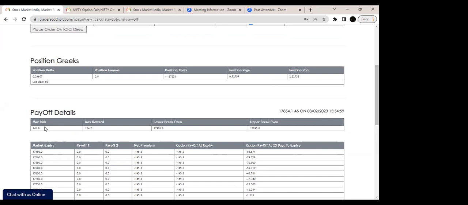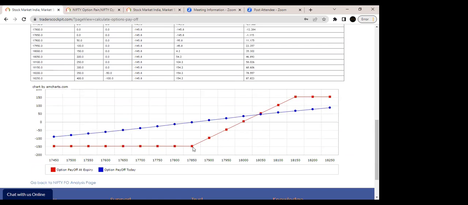And what is the maximum risk? 145 rupees. Even if it goes against my view, I'm expecting the market to be bullish, but it falls 1,000 points, you will lose a maximum of 145 points. That's it. And what is the maximum reward? If the market goes as per my view, I'll gain 154 points as reward. And what is the lower break even, upper break even? Everything you can see. This is a payoff chart. You can see this line is the payoff chart at expiry.